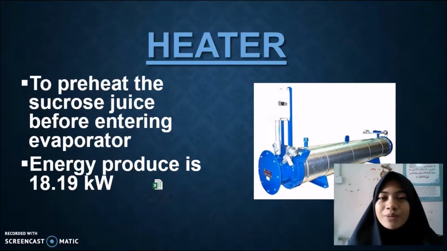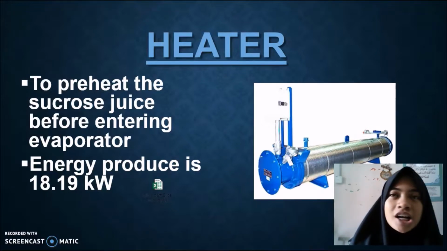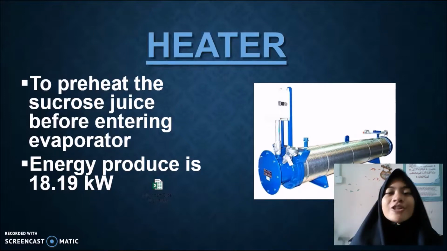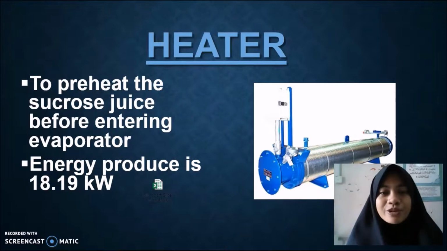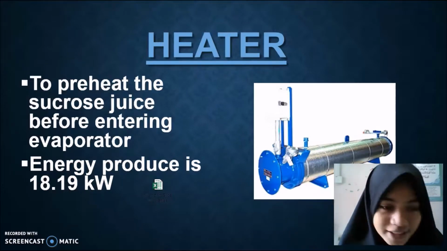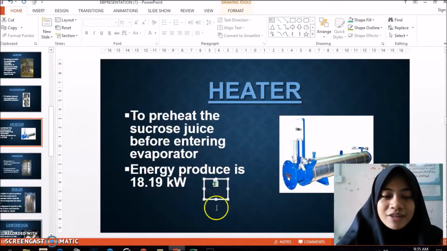Heater is the equipment that we put before the evaporator and after filtration. The main objective of putting the heater before evaporation is to preheat the sucrose juice before it enters the evaporator. This is because we know that the inlet temperature for the evaporator is very high, so the heater is a must-have equipment before the evaporator. The energy produced by the heater is 18.19 kilowatt. I will show you how we get this value.